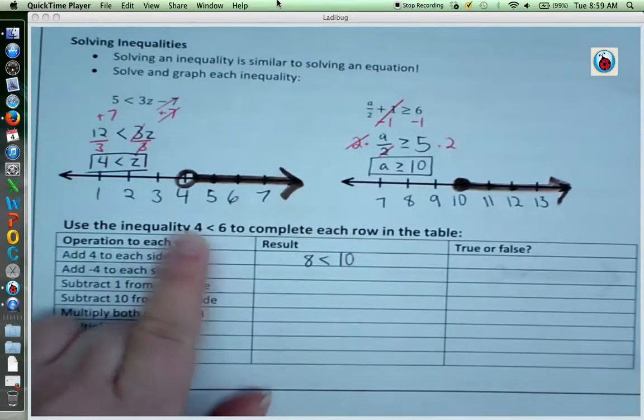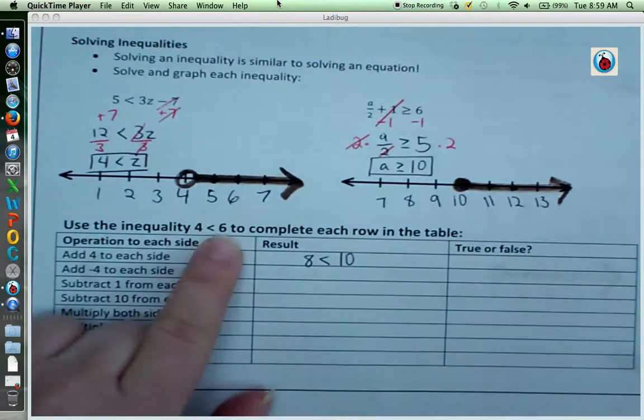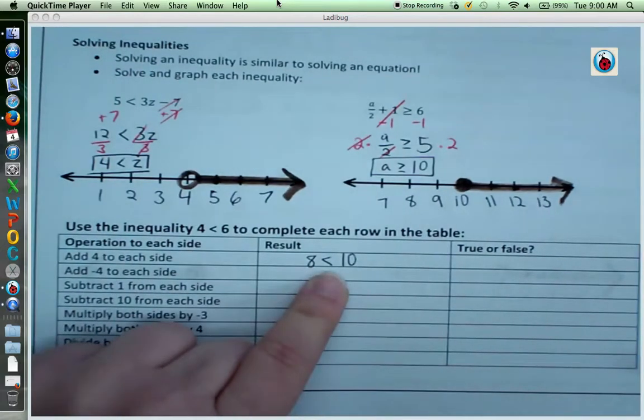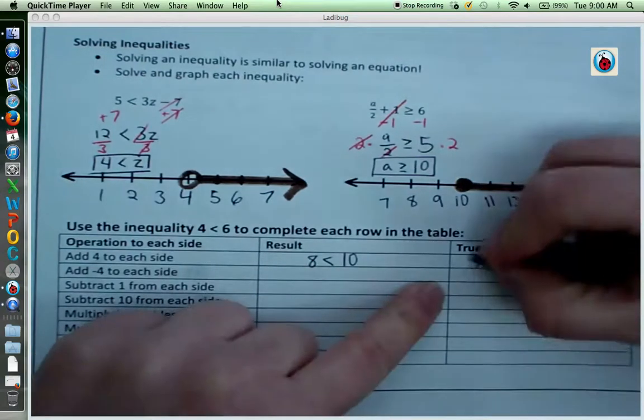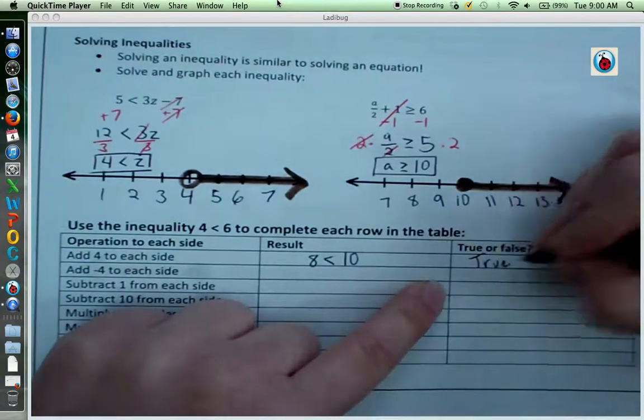Now we started with something true. 4 is less than 6 is true. I think we'd all agree that 4 things are less than 6 things. Is our result still true? 8 is less than 10? Yes, 8 is less than 10. That is true. Let's keep going.